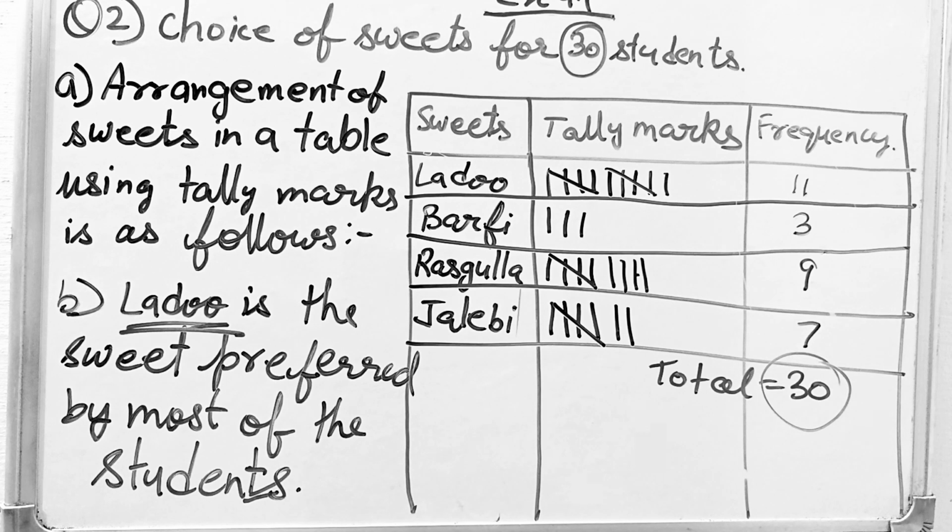I hope you all understood how to make a table using tallymarks. This is the first method of arranging any given data. So this is it for this session. In the next session we will understand another method of handling our data.